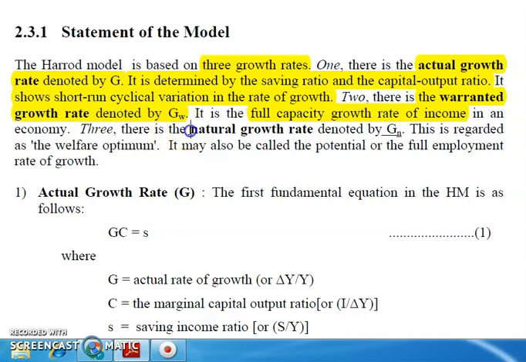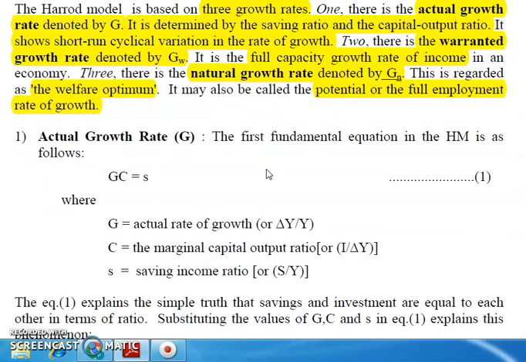The third one is the natural growth rate, denoted by GN. This is regarded as the welfare optimum. It is the ceiling of the growth rate of the economy. It is also called the potential or full employment rate of growth.